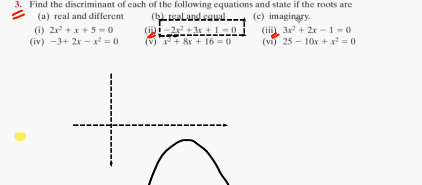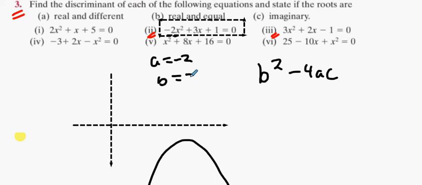Okay, so here's what we're going to do. We're going to use what's called the discriminant, which is b squared minus 4ac, and we're going to lob in our numbers. A is minus 2, B is 3, and C is 1. You lob it in, and what do you get? Anybody?